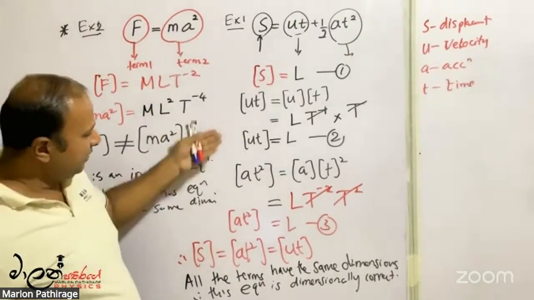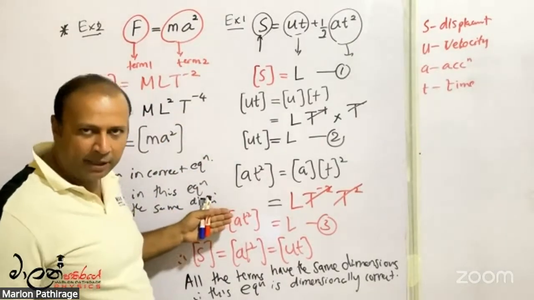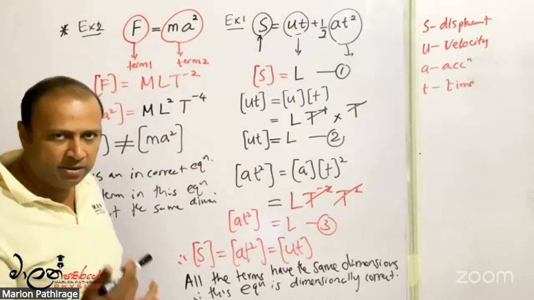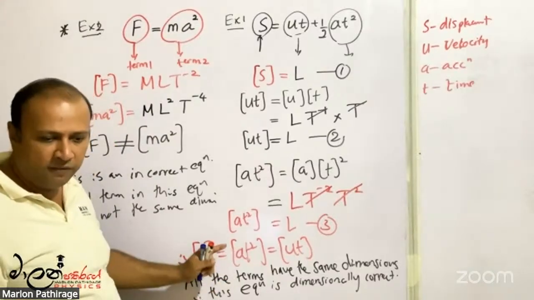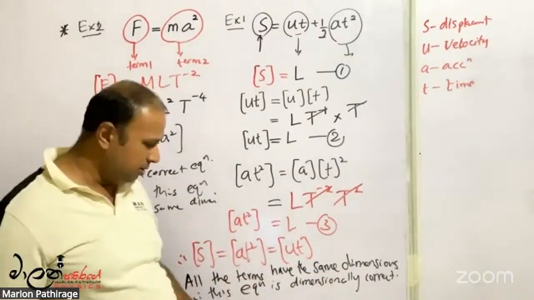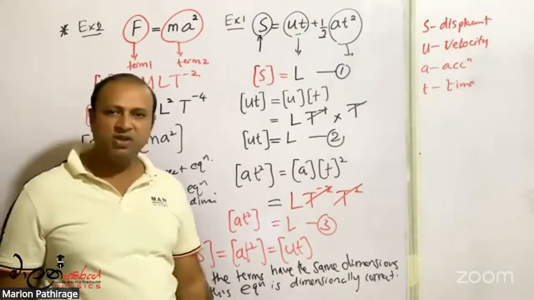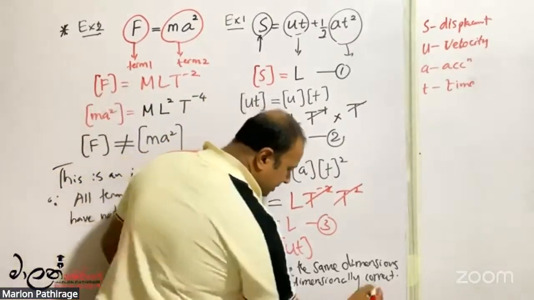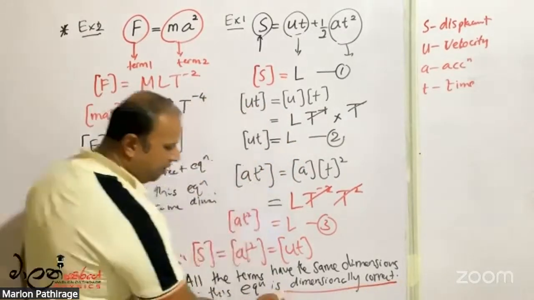Once you determine the dimension of each term, then you can check whether they are equal or not. If they are equal, then you can write all the terms have the same dimension. Therefore, this equation is dimensionally correct. This sentence should be there: dimensionally correct.